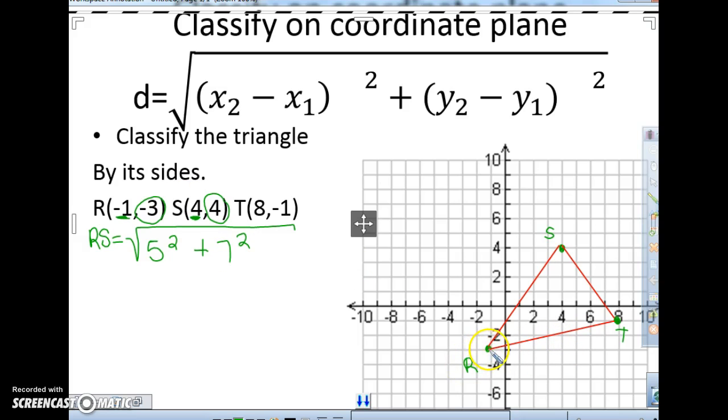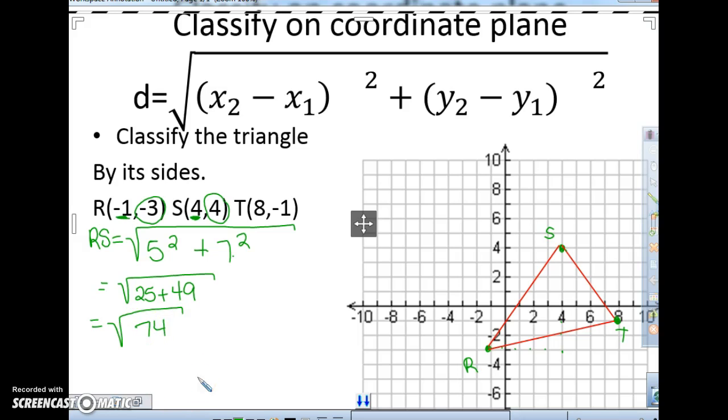If you count from R to S, you would count 1, 2, 3, 4, 5 to the right. And then you would count from here up, 1, 2, 3, 4, 5, 6, 7. So that's where those numbers come from. And then we do the arithmetic. So 25 plus 49. So 74, the square root of 74.